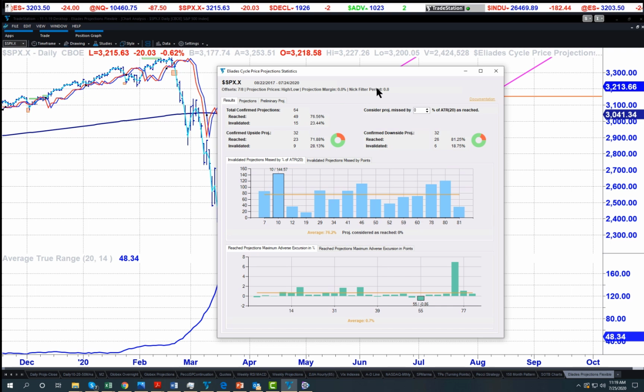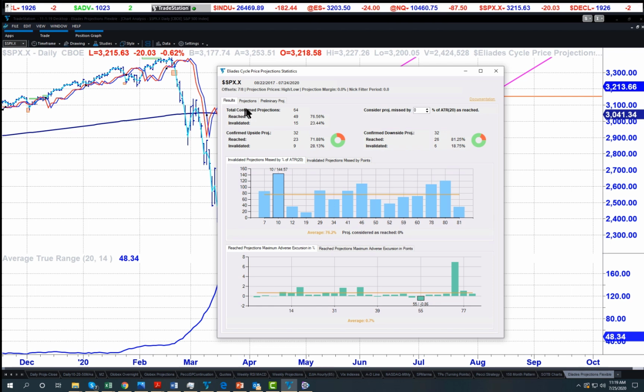The Nick filter period is exactly what we've talked about with Nick filters. And we'll show you how that can affect projections, sometimes dramatically, and it affects the way that you use them, okay? So let's go down to the next section here and see what we're looking at. These give you the results. So now you know what the offset is. When you click Statistics, the results will pop up here.